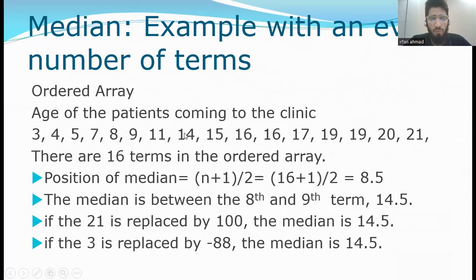For that reason, you have to add 14 plus 15 divided by 2. So when you get this, the median is the average of the 8th and 9th terms, which is 14.5. If you divide them, it will also give 14.5. So the 21, if this is the median, is somewhere here. Okay, so if we replace the 21 by 100, the median is still 14.5. If 3 is replaced by minus 88, the median is still 14.5.